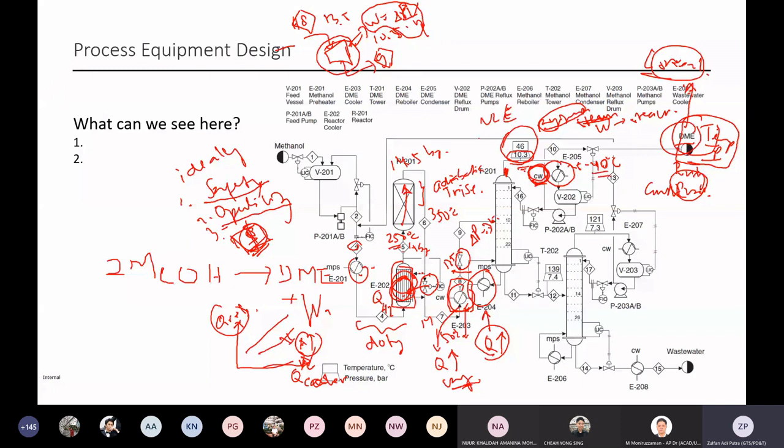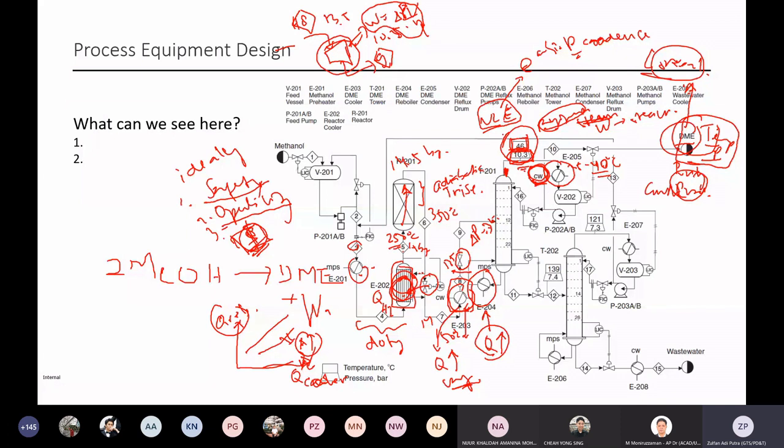And then you go to your VLE, and find at which temperature and at which pressure this DME can condense. So apparently, if we condense it at 46 degrees C, the required pressure is 10.3 bar. So that's how you get this pressure, and that's how you get this temperature.